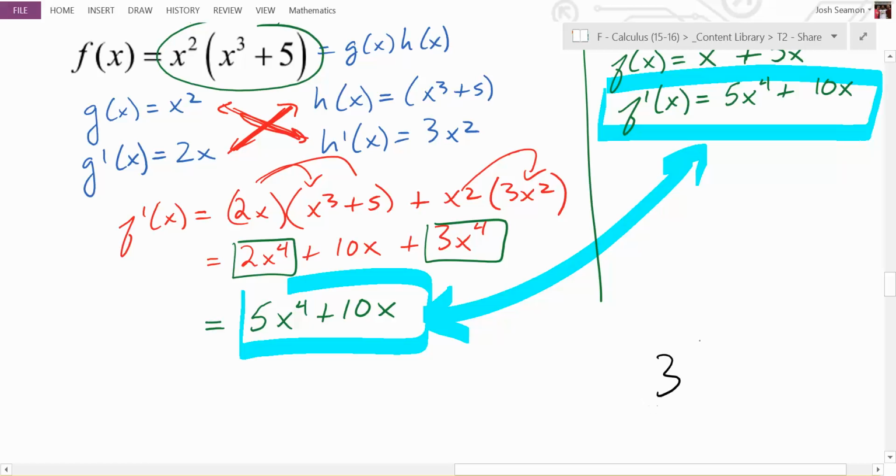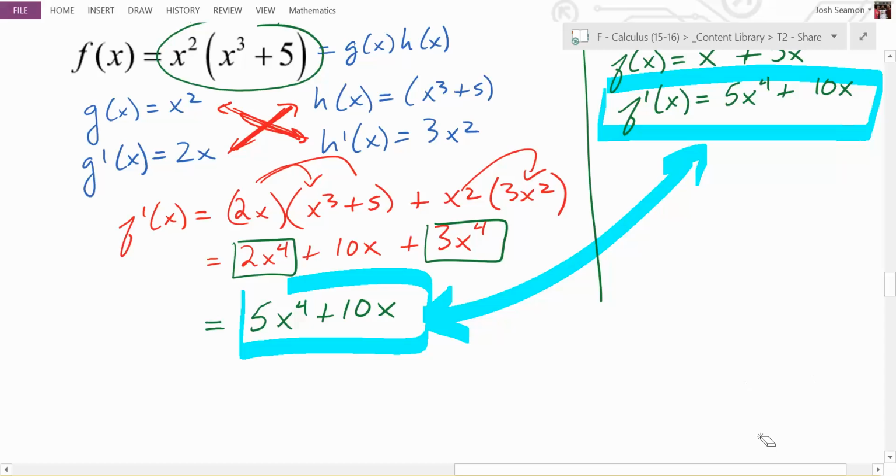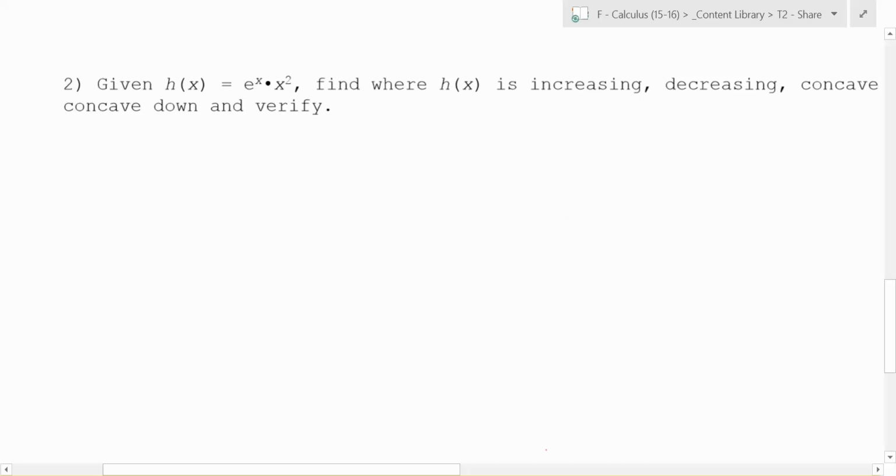So like 3 to the x times x squared. Can you simplify that at all? Is there anything you can do to simplify that? No. So if I asked you to differentiate that, what rule would you have to use on this one? The product rule. You'd have to use the product rule. Exactly. Product rule.